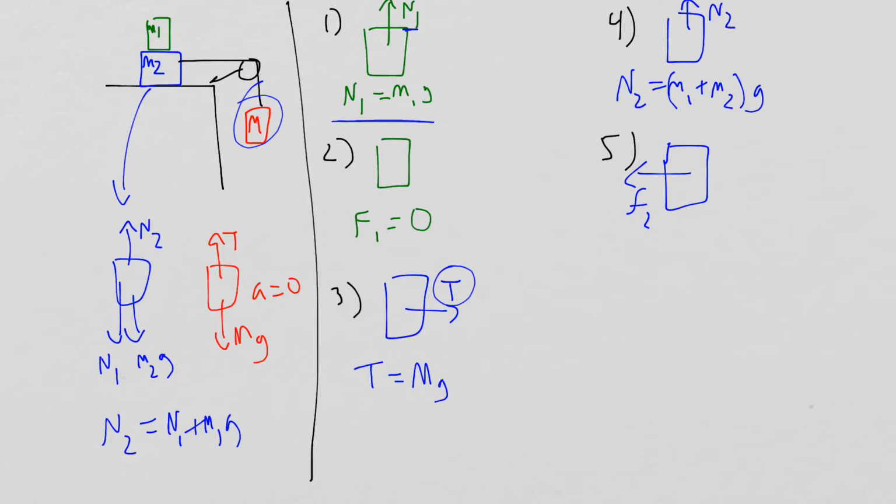We don't know if it's the maximum amount of friction that would keep it at rest or what. All we know is that the friction force has to balance the tension perfectly. If it didn't, it wouldn't be at rest. So friction force 2 must balance the tension, and we know what the tension is. So it must be capital Mg as well.